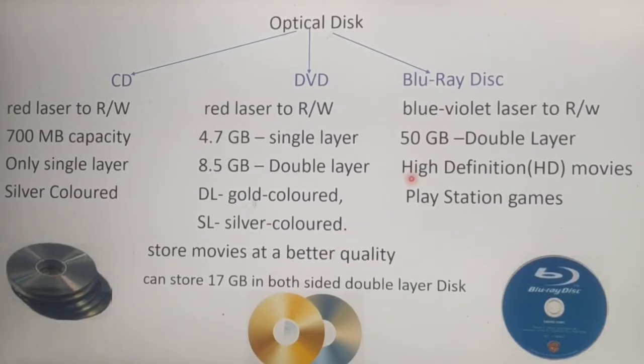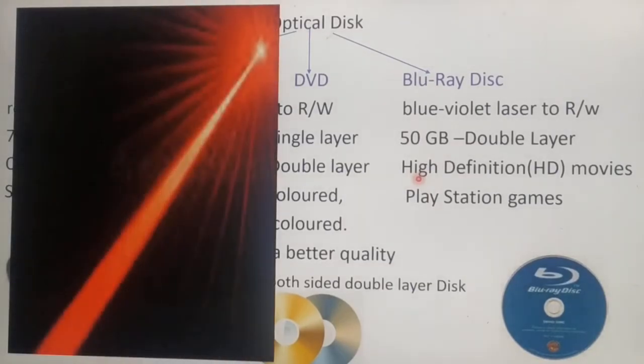Next, Blu-ray disc. In this Blu-ray disc, we use a blue-violet laser to read and write the information. In the DVD and CD, we use red laser light to read and write the information. In Blu-ray disc, we use blue-violet laser to read and write the information. So it is called Blu-ray disc.